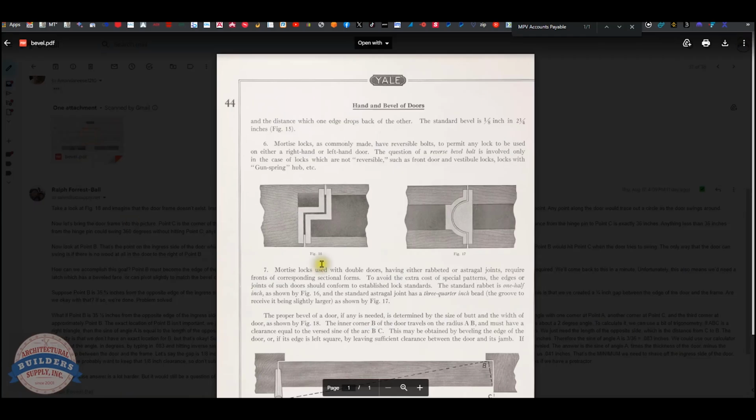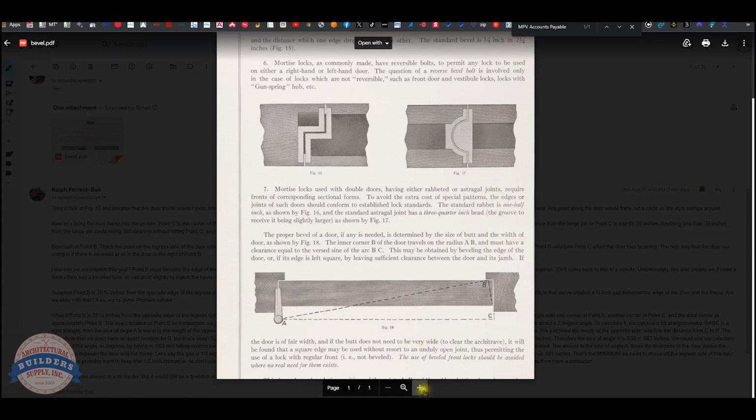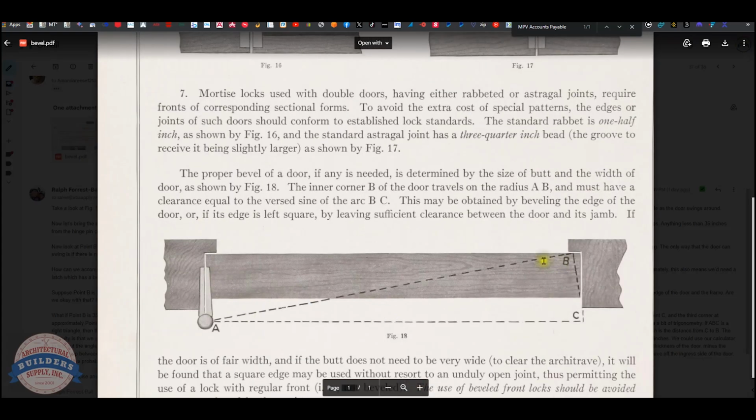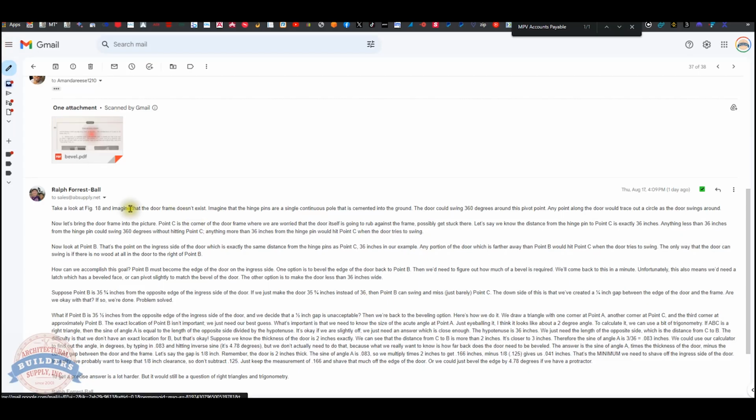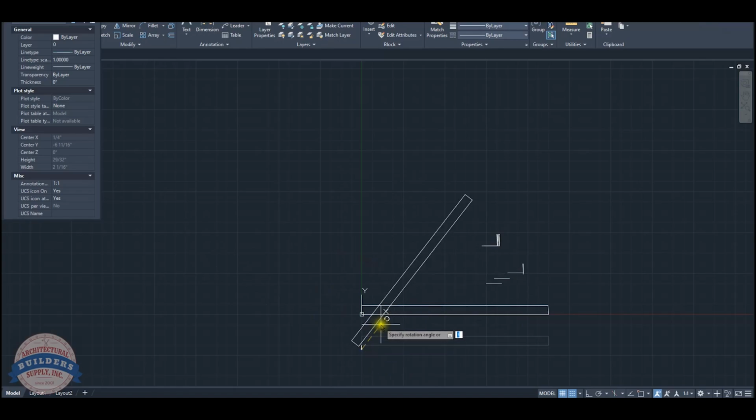So he says, take a look at figure 18, and he's showing us figure 18, which is out of the 1910 catalog. And what Ralph is saying, imagine that the door frame doesn't exist. Imagine that the hinge pins are a single continuous pole that is cemented into the ground. You can tell that he was a high school math teacher. I call it the vertical axis of pivoting, but his bedside manner makes it very approachable. The door could swing 360 degrees around this pivot point, as we illustrated by our little trick of this.